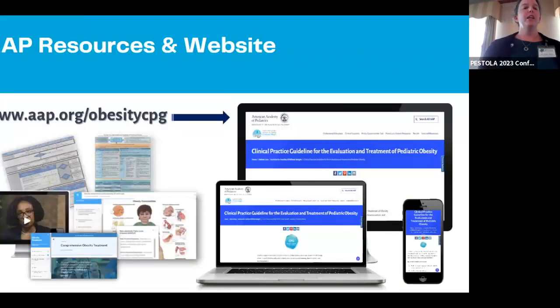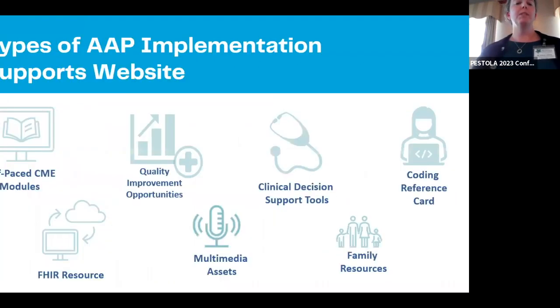So the AAP Institute for Healthy Childhood Weight has focused on developing implementation resources. This is their website. They have many implementation resources. They have CME modules. They have quality improvement opportunities. They have clinical decision support tools, coding information. They're working on a dashboard for EMR specifically for pediatric obesity. There are lots of family resources that have been updated.